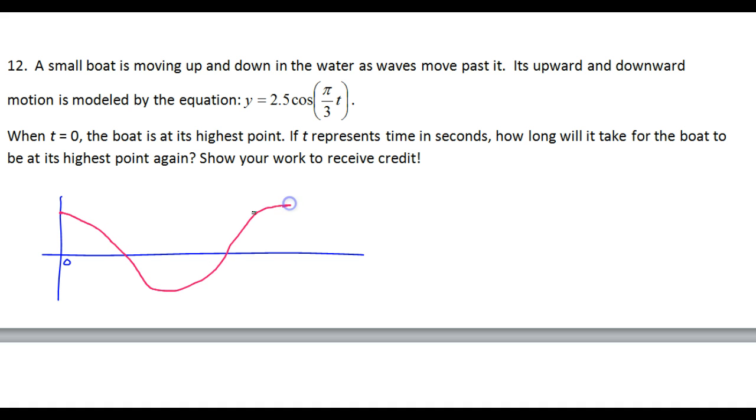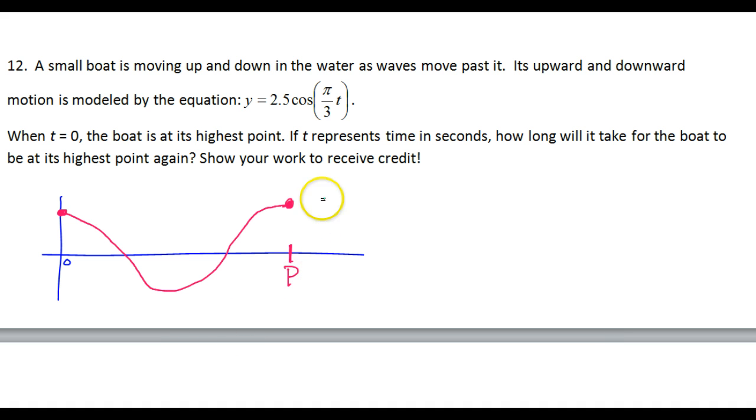It's cosine. So that makes sense, because cosine would start off at the amplitude, not on the midline. All you really have to know is right here at time 0, it's at its highest point, and then it's going to go down and back up again, and eventually it's going to reach its highest point again. But where is that going to happen time-wise? Well, it's going to happen at the period, whatever the period is.